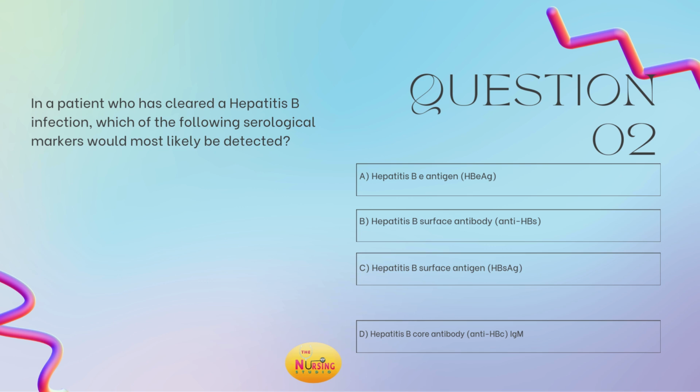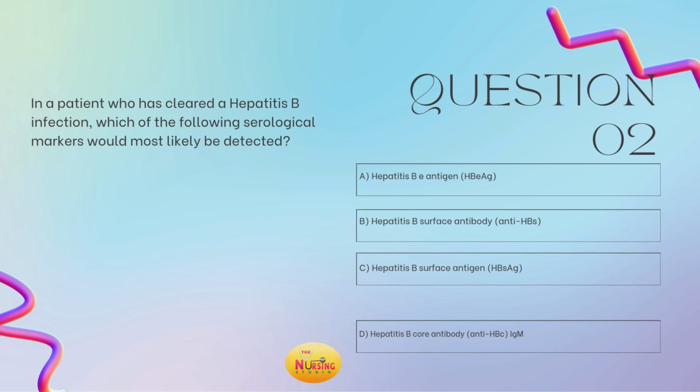The surface antigen lets you know if they have the active infection, right? So if you have a positive hepatitis B surface antigen, which is what you see at answer choice C, the HBsAg, if that is positive, just like in question 1, that means they have the active infection.